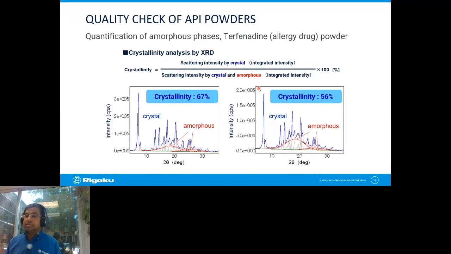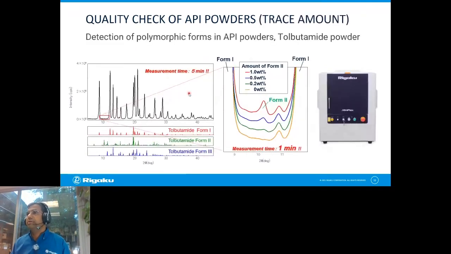One, you can check whether it is crystalline and amorphous by doing a crystallinity analysis by X-ray diffraction pattern. So essentially, the principle is based on scattering intensity by crystal, integrated intensity of these peaks, the area under the peaks, divided by the total scattered intensity by crystal and amorphous. This can give you a very quick idea of what is your percent crystallinity. As you see in this example, the amorphous content, or the amorphous hump, we call it, is larger, and hence the crystallinity is lower. So this is easy. There's a program to do that.